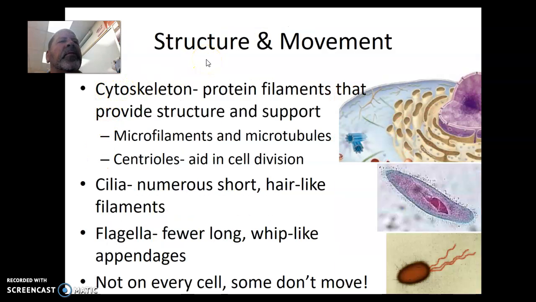Cytoskeleton are the little filaments and spiderwebby proteins found throughout the cytoplasm that sort of hold it in place. And centrioles are kind of like fishing reels. They show up when it's time for the cell to divide. We'll talk a lot about centrioles in the next unit when we talk about mitosis, which is cell division.